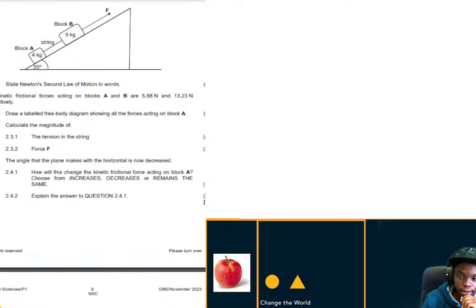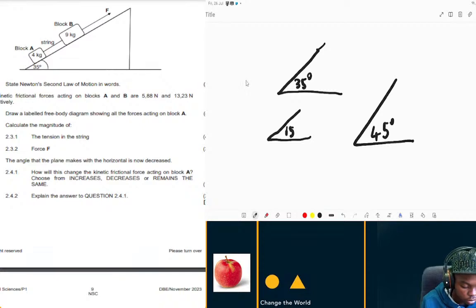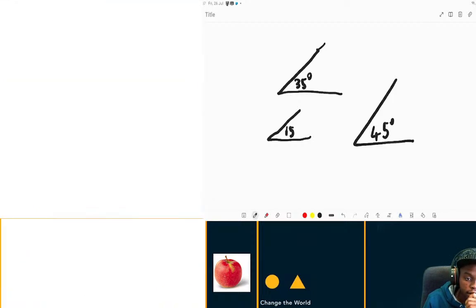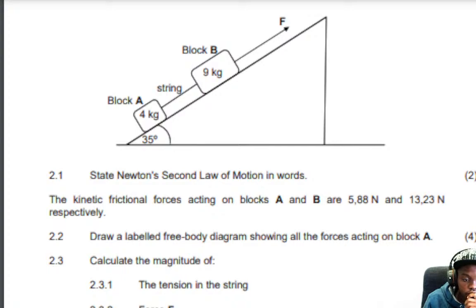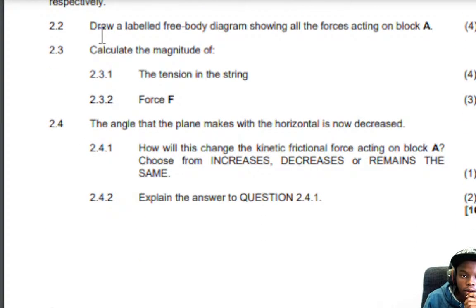We are now increasing the angle again. Sorry guys, it keeps disappearing. So okay, now let's read the question again. The question says the angle that the plane makes to the center is now decreased. How will this change the kinetic frictional force acting on block A?